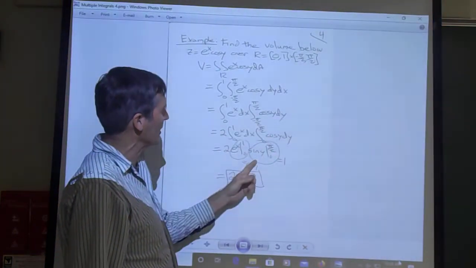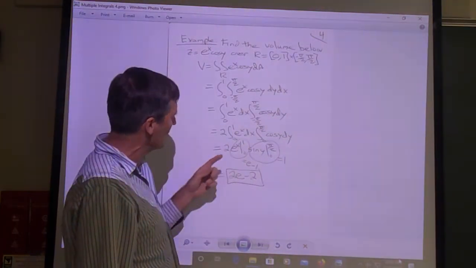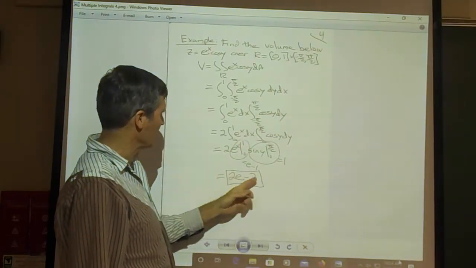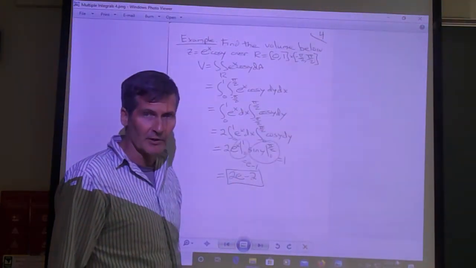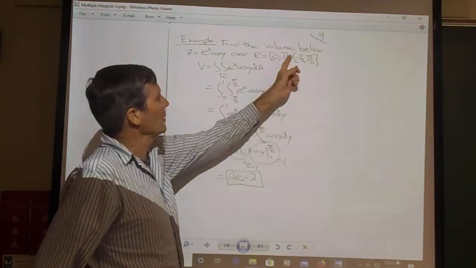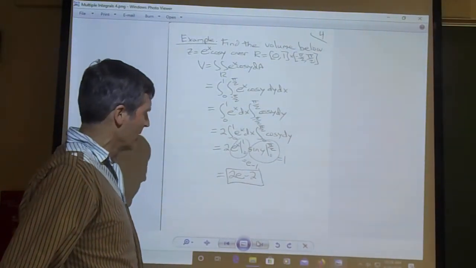And now I take sine, evaluate at these endpoints, take the difference, e to the x at these endpoints, take the difference, multiply the whole thing by 2, because that's what I just did. And I get 2e minus 2 is the exact volume below this messier surface, actually, over this rectangle. How about that? So we're getting to do some very interesting problems, right?